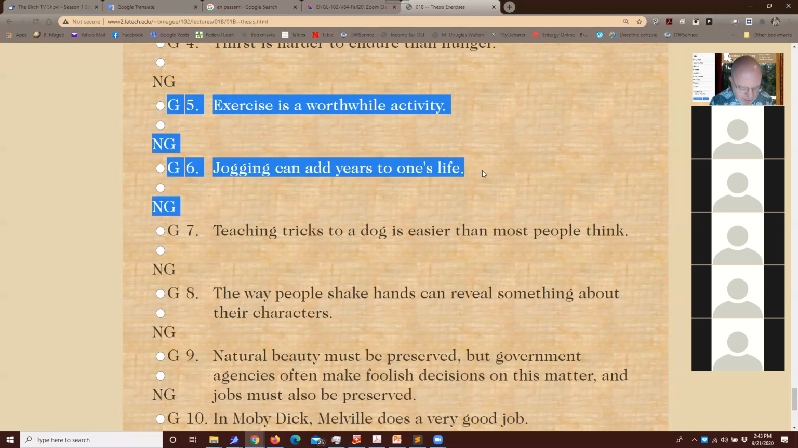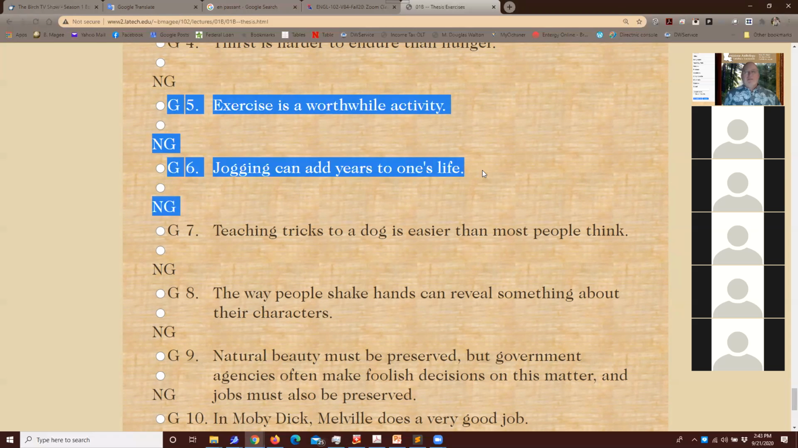So Smith, number 6. Jogging can add years to one's life, and I don't think it's a good one. That one actually is. Why? I mean, what's the difference between exercise as a worthwhile activity and jogging can add years to one's life? Much more specific. Right. What is jogging? It's a specific form of exercise. What is longevity? It's a specific way of being worthwhile.